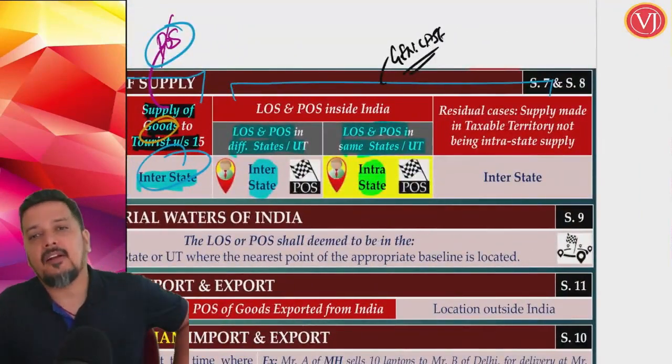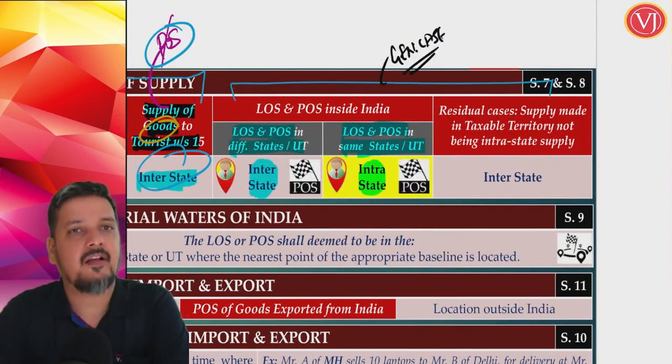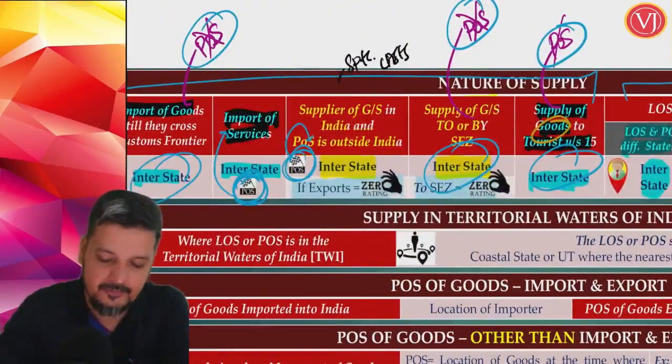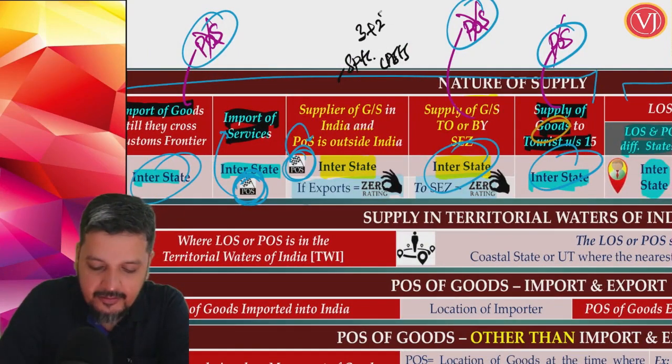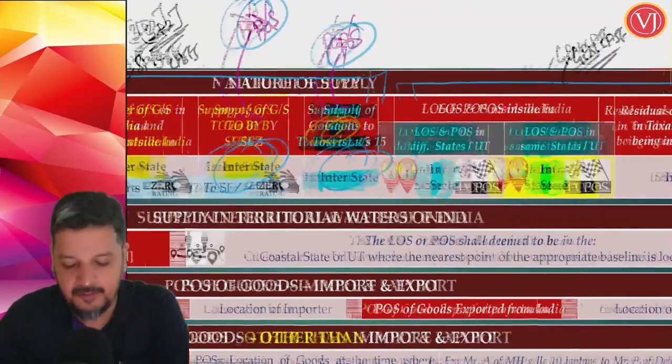Now, only in a normal case, if you're not talking about the special cases, how to read special cases? 5 cases are there, but read it as 3 plus 2. Special cases in total, how many are there? 5, but always try to read it as 3 cases where place of supply is not required, 2 cases where place of supply is required.